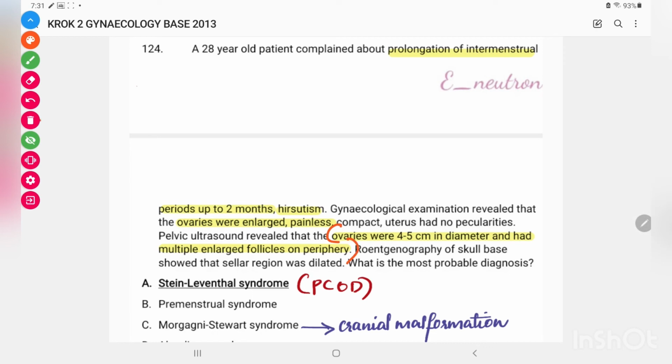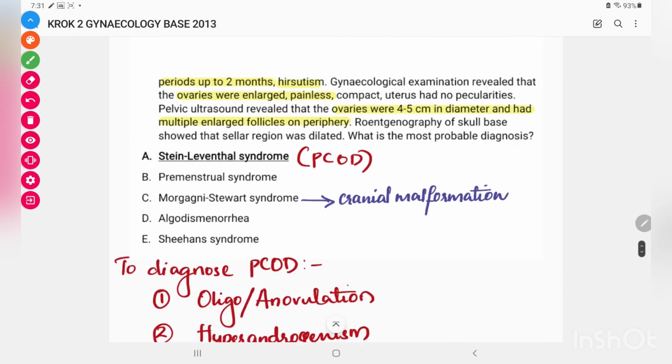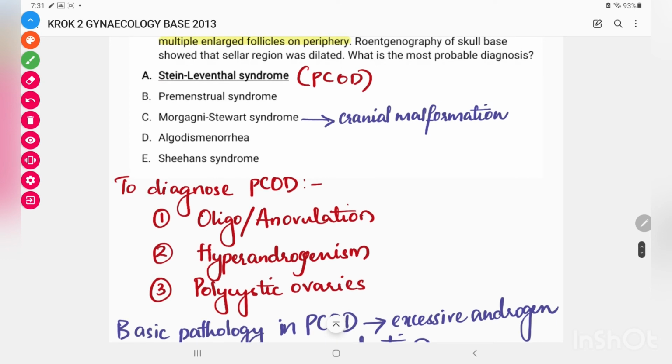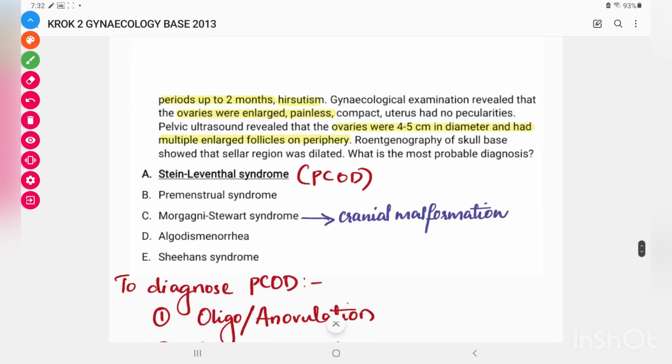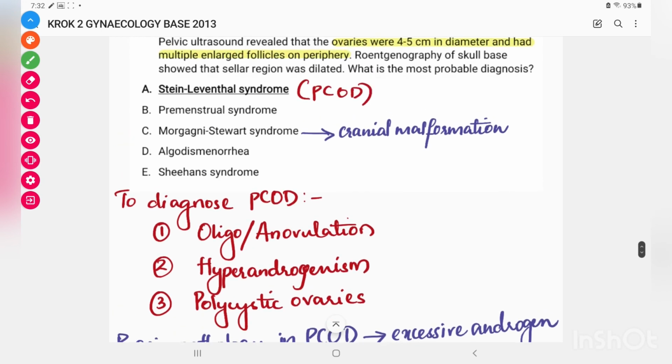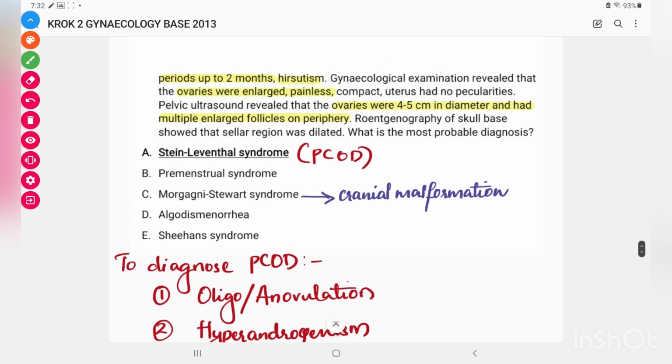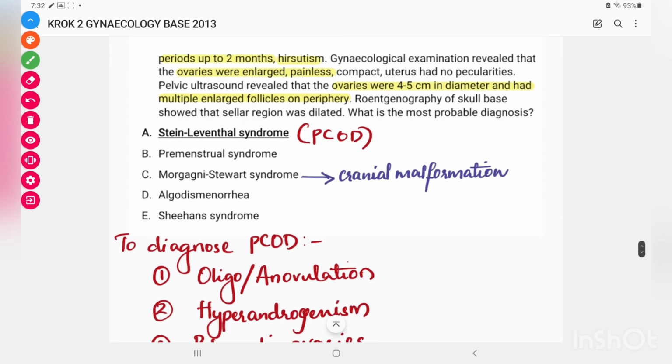Okay, so as I already mentioned, to diagnose PCOD, always keep in mind 3 things should be there: either oligo or anovulation. Oligo means, just like mentioned in the question, a prolongation of having menstruation, or complete anovulation. Then hyperandrogenism. See, hirsutism is a product. Why does hirsutism happen? Because it is due to hyperandrogenism. Okay, the androgen is more in her body, this is why there is hirsutism.